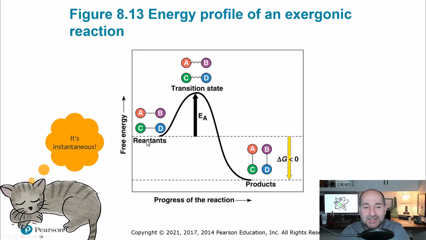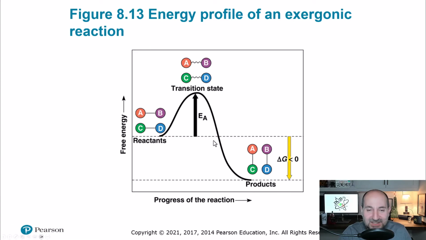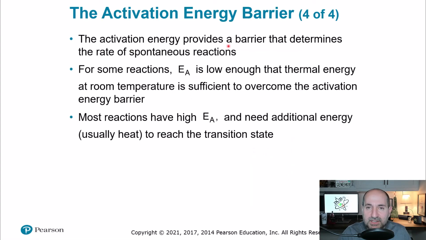That's right, Wicket. If the activation energy is very, very low, that would be an instantaneous reaction. That would be a reaction that happens instantaneously. Exactly right. So the difference between an instant spontaneous reaction and a spontaneous reaction that takes 20 years is simply the height of this activation energy speed bump, right? The initial energy required to push a reaction forward. And again, the activation energy provides a barrier that determines the rate of a spontaneous reaction.